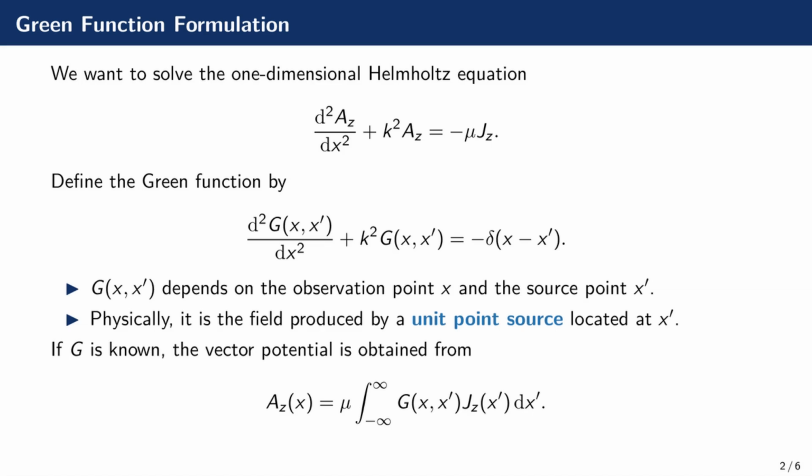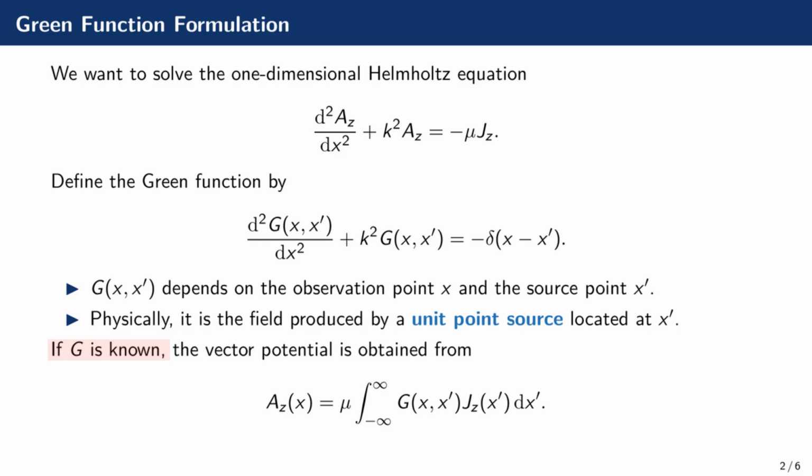In the present problem, the equation to be solved is this one-dimensional Helmholtz equation for the vector potential A sub z. We define the green function so that it satisfies the corresponding equation with a delta function on the right-hand side. This is called the green function problem. The green function depends on x and x prime. Here, x prime represents the position of a unit source, so the green function represents the response when a unit source is located at x prime.